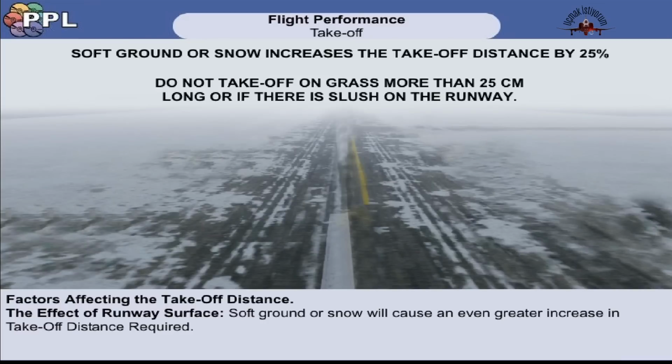If the ground is very soft or there is snow, then the takeoff distance will increase by approximately 25%, which is a factor of 1.25. Do not attempt to take off in grass more than 25 centimetres long, or if there is slush on the runway. The reason is that the wheel drag may be so high that the acceleration will be insufficient to get the aircraft to a flying speed.